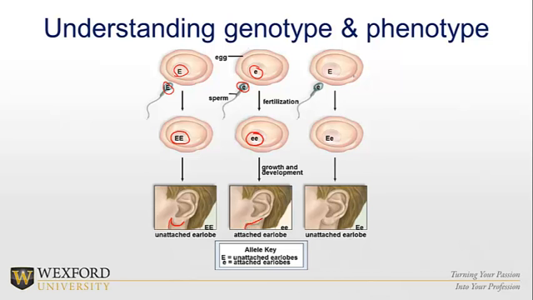But then over here, mom, the allele that's in the egg is unattached. Dad, attached. I get this heterozygous over here, but it's that unattached that's going to be dominant. So the phenotype, once again, is an unattached earlobe.